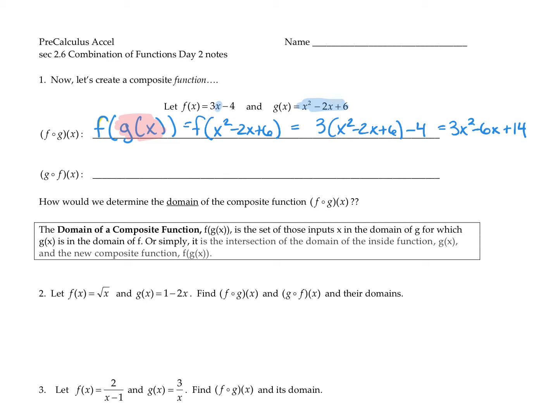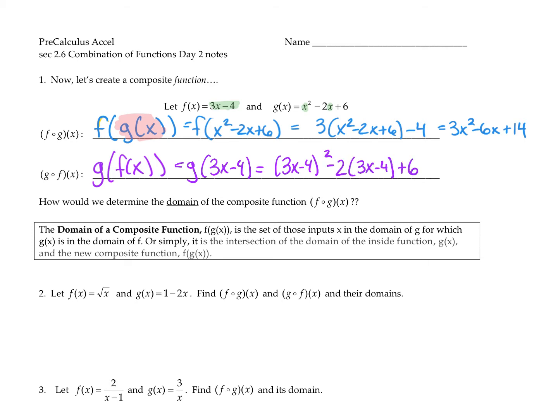So now let's look at this next one. When it's g of f, that means I'm doing g and I'm putting f into g. So for this example, I am going to take f and plug it into the x's of g. So I'm going to have g of 3x minus 4, meaning I'm going to have 3x minus 4 squared minus 2 times 3x minus 4 plus 6.